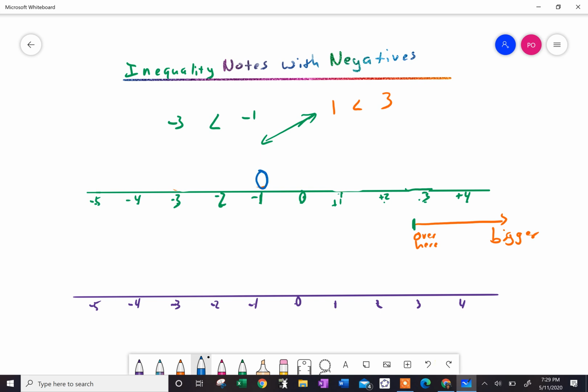I'm going to have a -1 and a +2. And now, obviously, -1 is less than a +2. And I'm going to color them in.